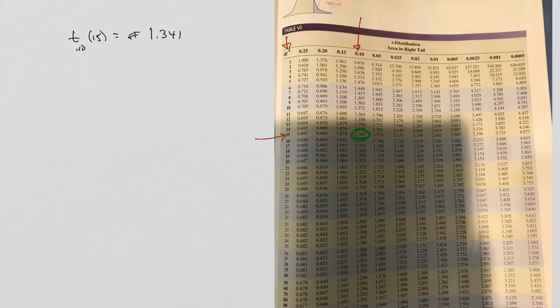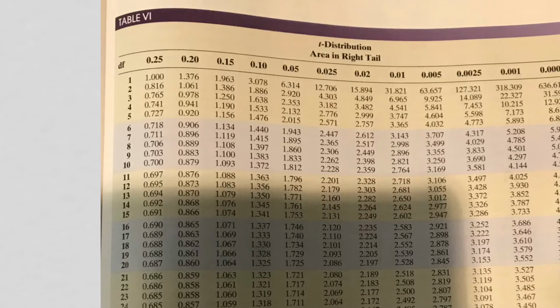Let me see if I can blow this up a little bit to make it bigger. Here's our picture again. Again, it was 15 degrees of freedom, and the alpha level was 0.10, so you get that t-score of 1.341.